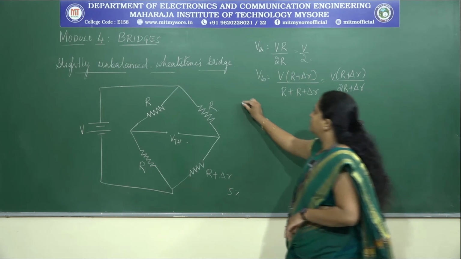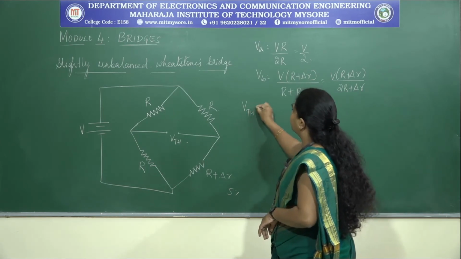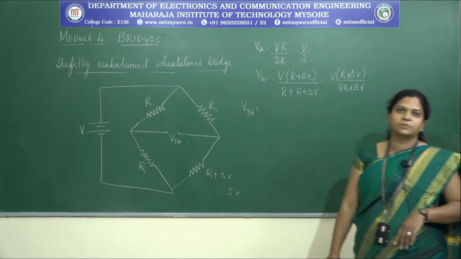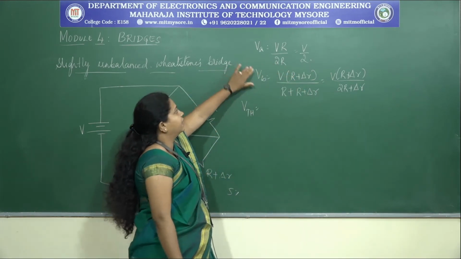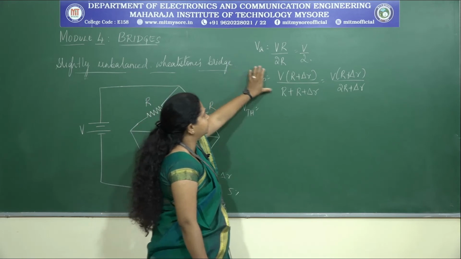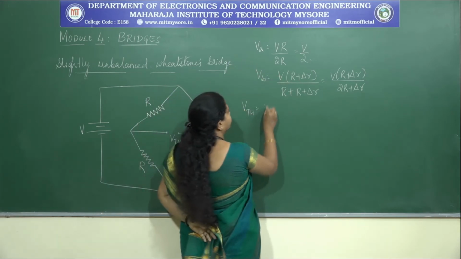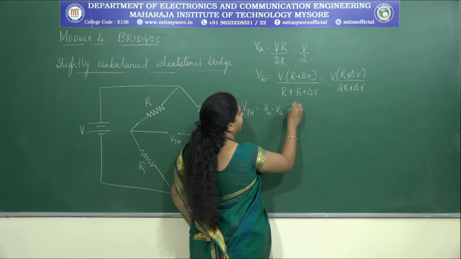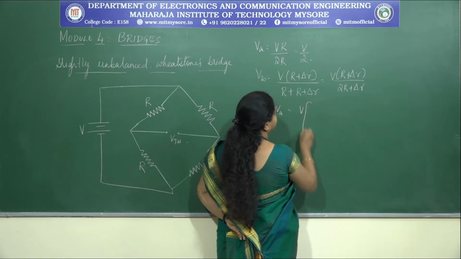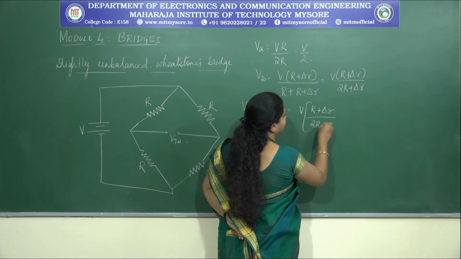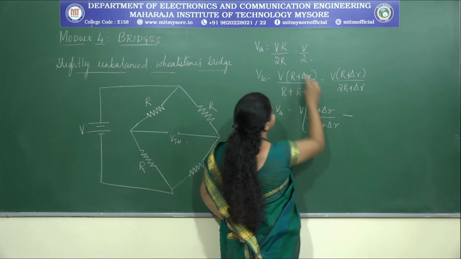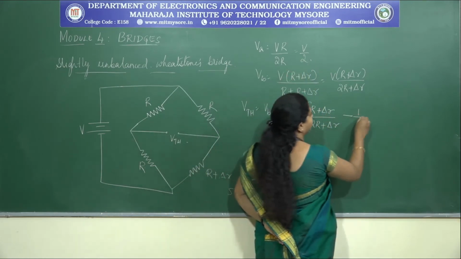Now to find out VThevenin, what we should do? VA minus VB or VB minus VA. So since, see now, we have to do for Thevenin's equivalent VA minus VB or VB minus VA. Since this is a bigger term, what we will do? We will take VB minus VA. Okay, so V is common here. R plus delta R divided by 2R plus delta R minus V is taken common, so 1 by 2.